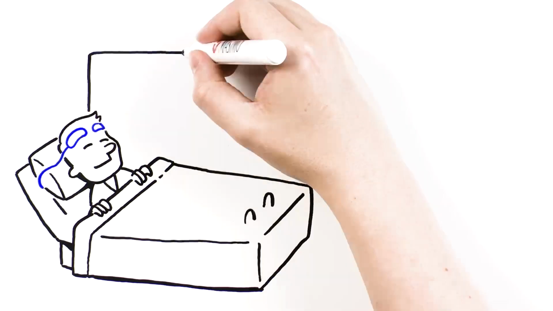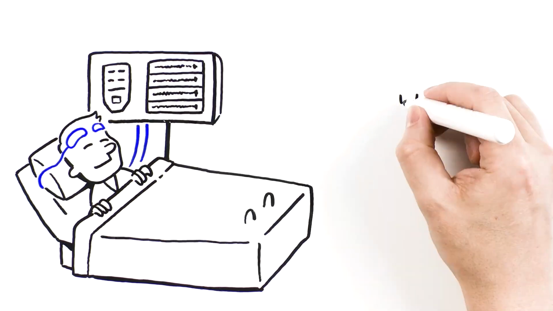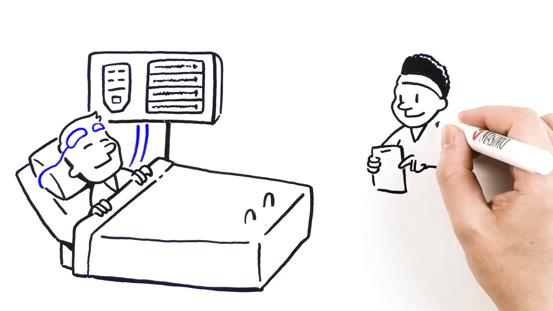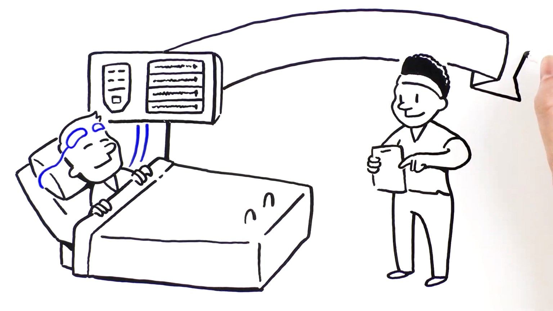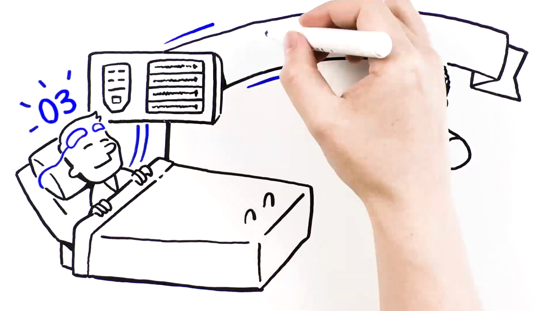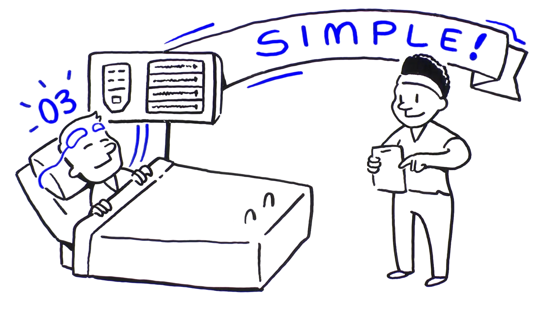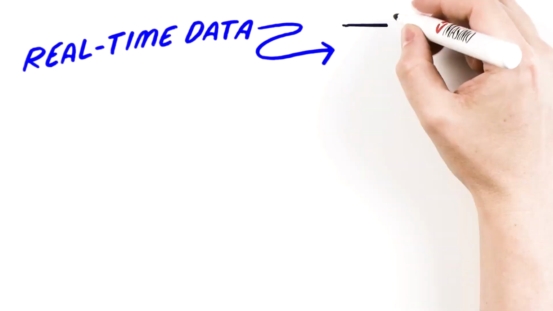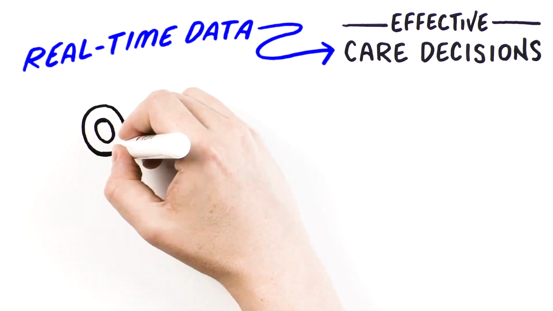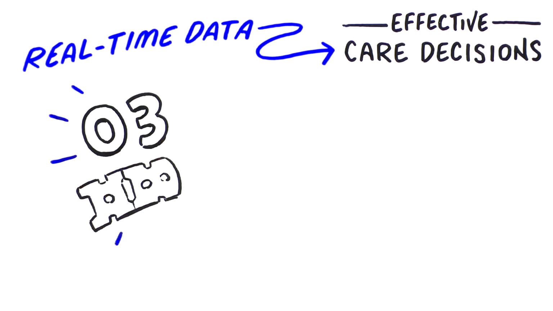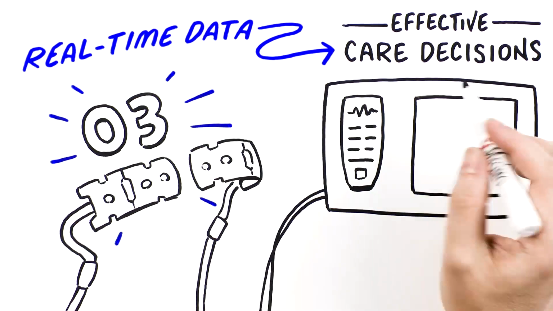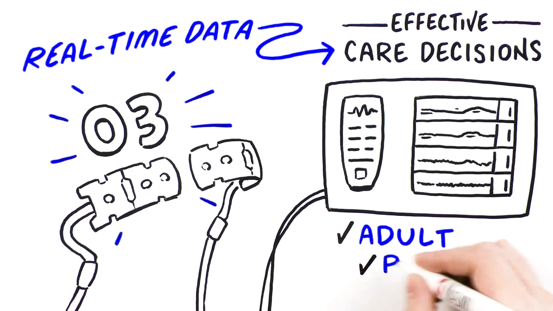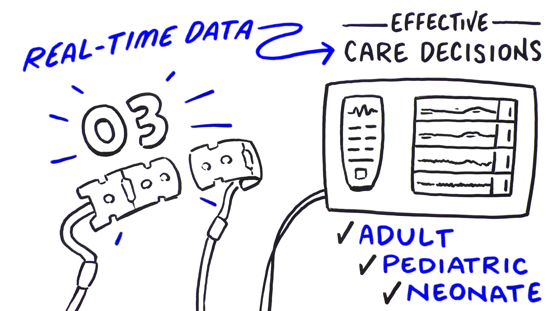We know you're committed to patient safety during critical care. At Masimo, so are we. For clinicians who want to continuously monitor the oxygenation status of their patients' organs, O3 makes it simple, providing real-time data to make effective care decisions. O3 Regional Oximetry provides cerebral and somatic tissue oxygenation monitoring solutions for all patient populations, including adult, pediatric, and neonates.